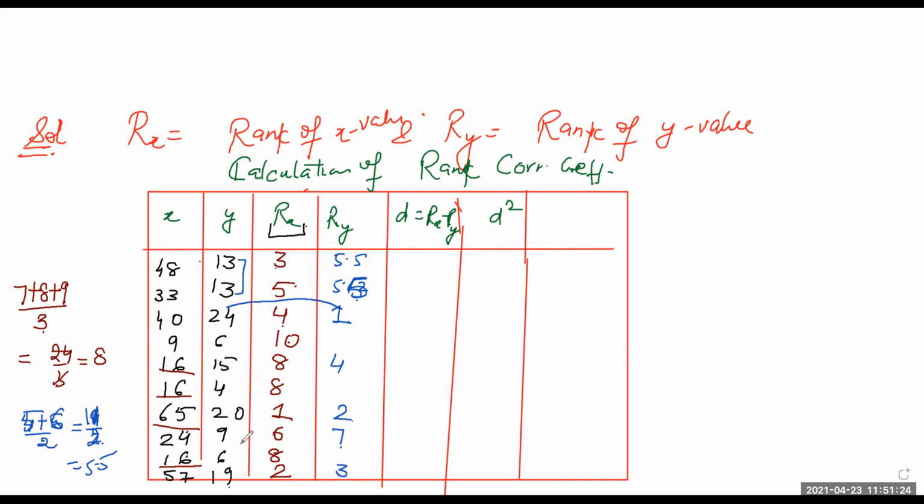Right? After that 9, then 10th will be given. We have the position. Now we have 8. 8 is repeating, right? So we have the rank 1, 2, 3, 4, 5, 6, 7, right? Now it is 8's turn.